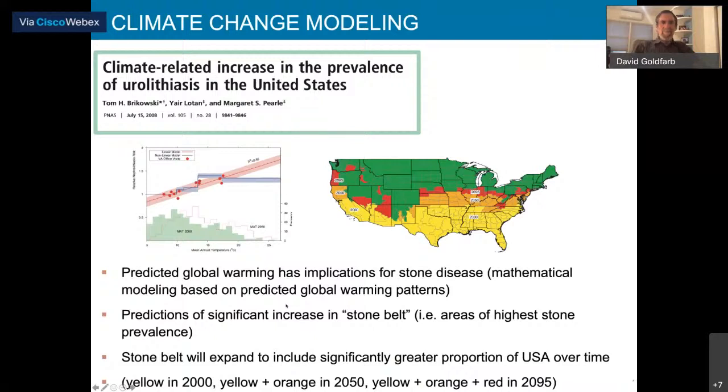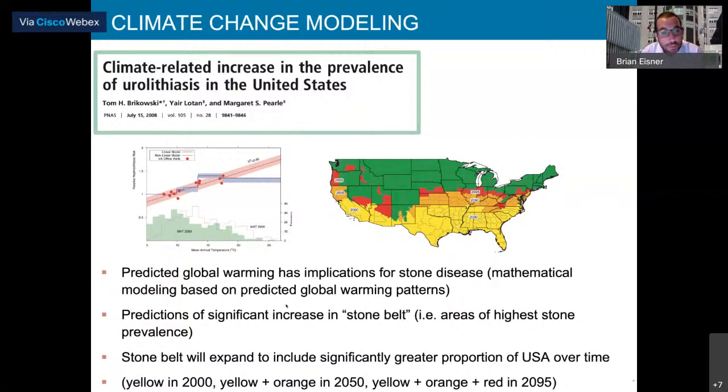Another very interesting theoretical paper came out of Peggy Pearl's group actually over 10 years ago. What they did was create some mathematical modeling of global warming. Now, in the United States, we consider the areas of highest stone risk the stone belt. And as you can see, in 2000, the stone belt is all the yellow areas.